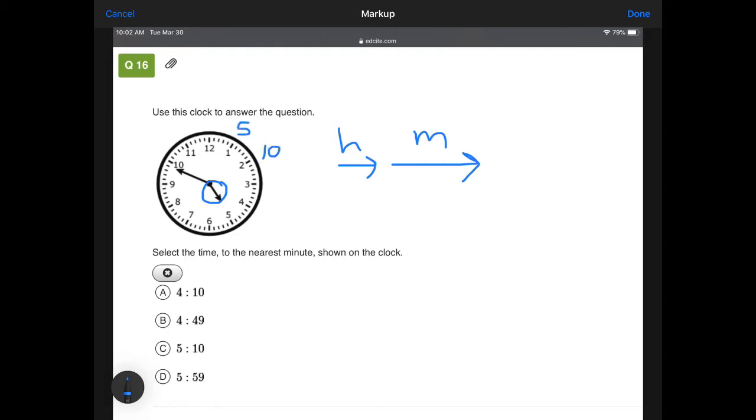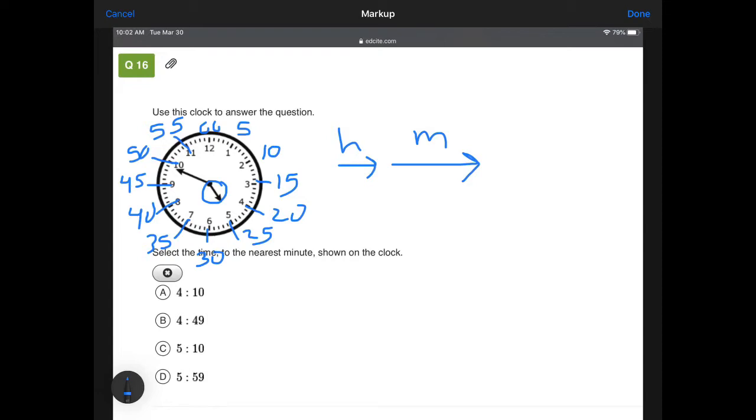5, 10, 15, 20, 25, 30, 35, 40, 45, 50, 55, and then 60, so then it starts over when it gets to the full hour.